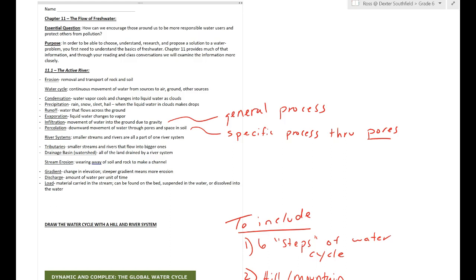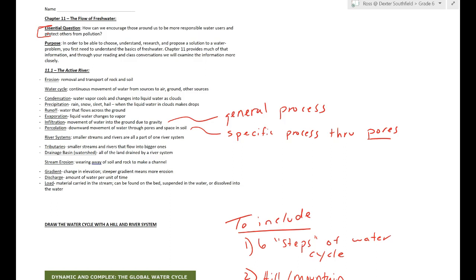Remember that we are reading Chapter 11 in order to answer our essential question, which is the question that this whole unit is based around. That question, just to remind you, is how can we encourage those around us to be more responsible water users and protect others from pollution?